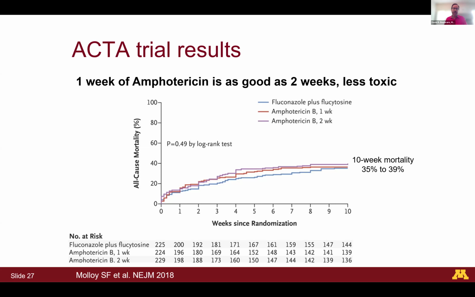And so this is the ACTIVE trial. It was a factorial design trial. People were randomized to 1 week versus 2 weeks, and you can see the curves overlap. So giving 14 days of amphotericin is not a magic duration. If people get 7 days, that's pretty good. Giving them more, particularly in the second week, is going to give more toxicity, but it's not going to really improve their outcome.